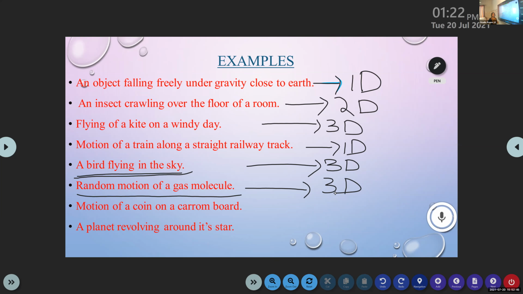The next one, motion of a coin on a carom board. Gaya, motion of a coin on a carom board. Yes, it is two-dimensional because the carom board is a plane surface and the motion of the coin on that carom board represents two-dimensional motion. The next one, a planet revolving around its star. A planet revolving around its star.